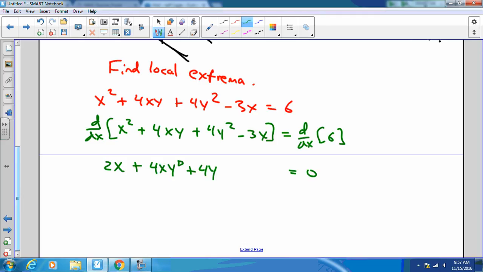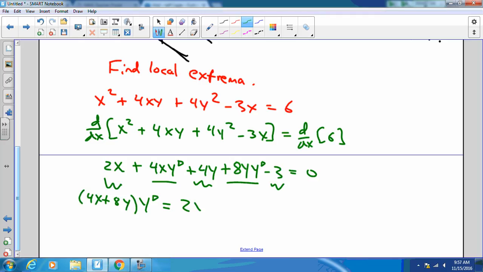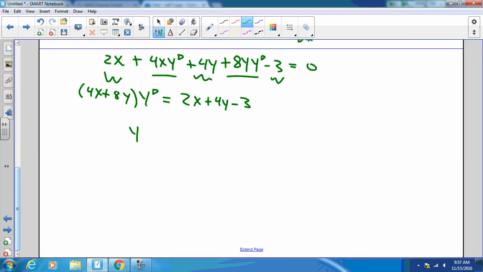And work with me here. Derivative of 4xy should be 4xy prime plus 4y. Good. Derivative of 4y squared is 8y y prime. Minus 3. Good. So that I get now collecting terms with y prime, collecting terms without y prime.